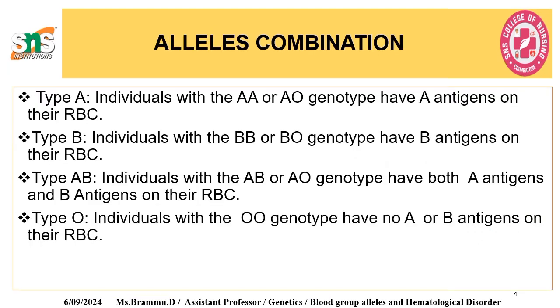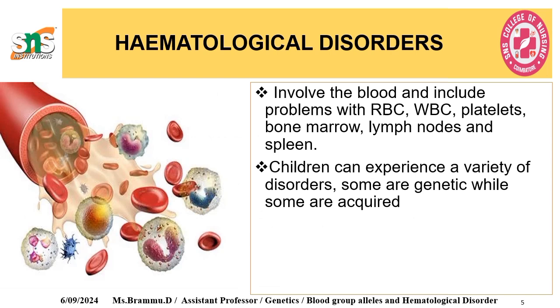So, in type A, the individuals will have a genotype of AA or AO, and you can see that antigen A will be clinging on to the RBC. When you take type B blood group, the individuals will have BB and BO genotype, and they will have B antigen on the RBC. When you take AB, it is clearly understood the individual will have both A antigen and B antigen clinging onto the RBC. And the last, type O, has OO genotype, where there is no antigen at all.